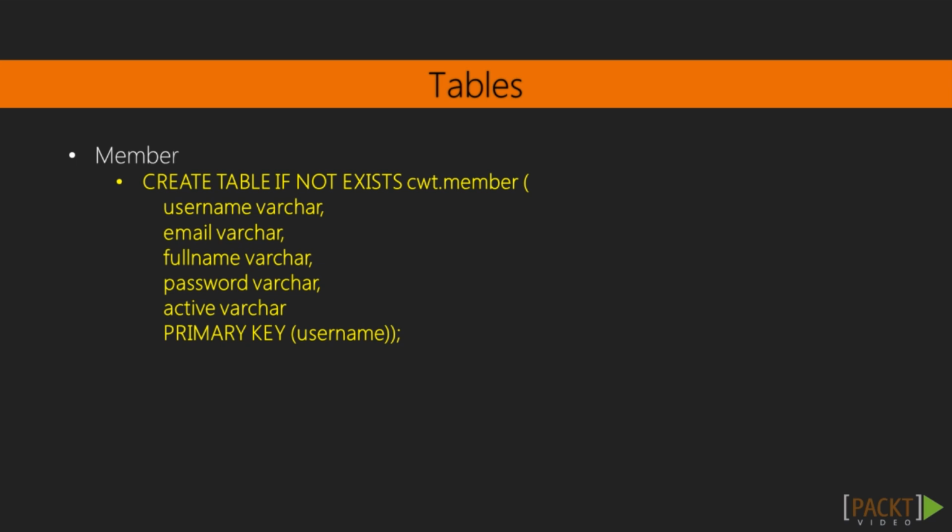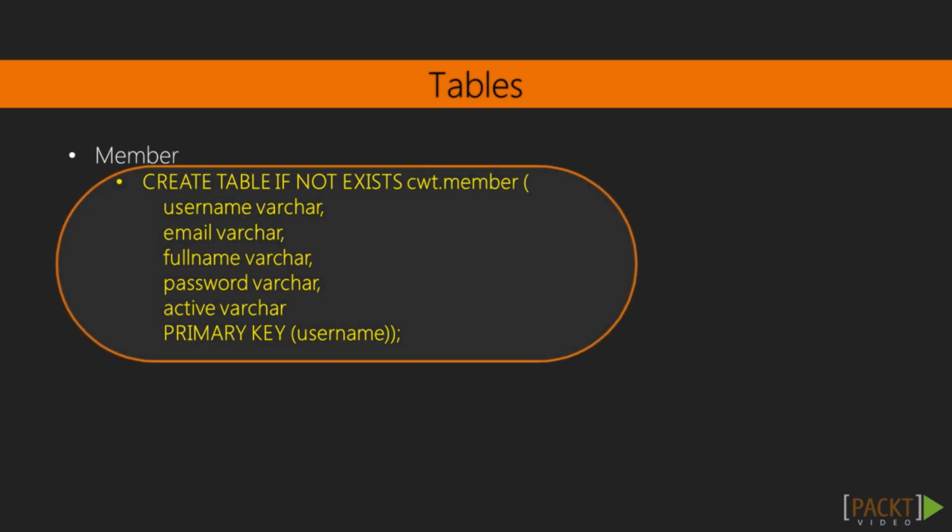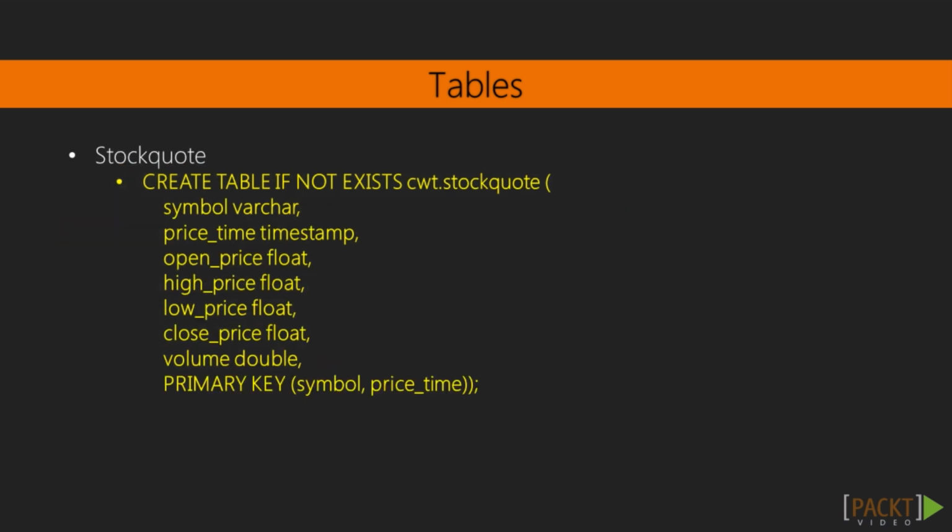We need to store member information in Cassandra. The table is called member. We won't store extensive member information, just the username, email address, full name of the member, the current password, and a flag to indicate if the subscription status is active.